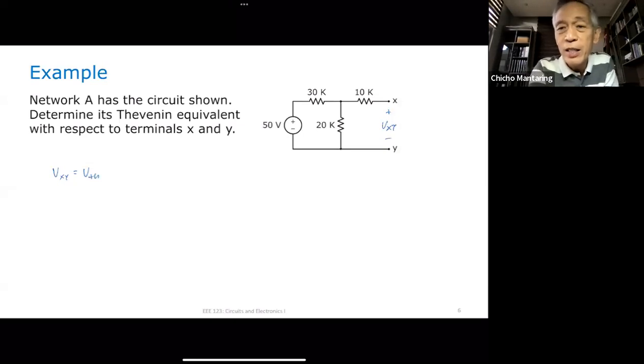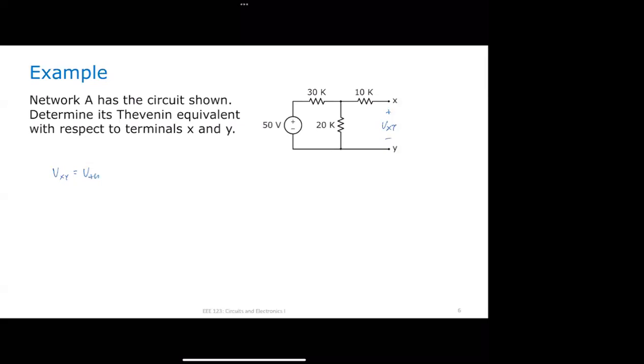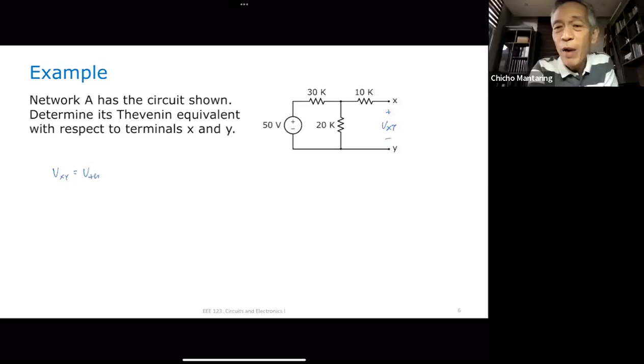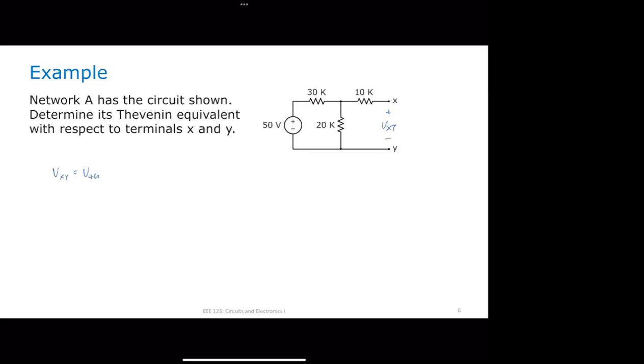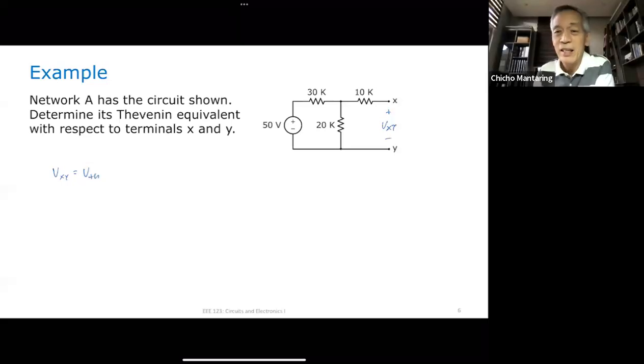May I know how you got 30 volts, Siri? Sir, I used the voltage divider equation between the 30 kilo ohm and the 20 kilo ohm resistor. Yeah, and why can you do that? Because, as you said, there's no voltage drop in the 10K resistor. Very good. There is no current flowing through the 10K. Remember, this is hanging. So for all intents and purposes, these two are in series because there is no current flowing here.